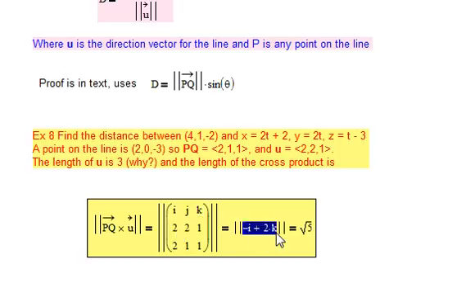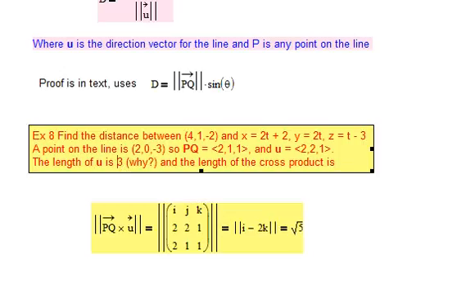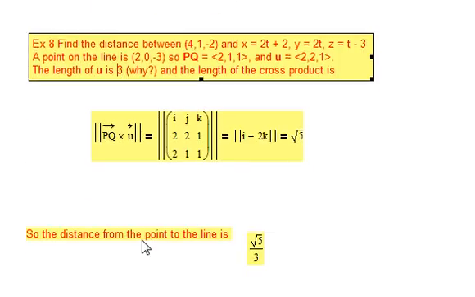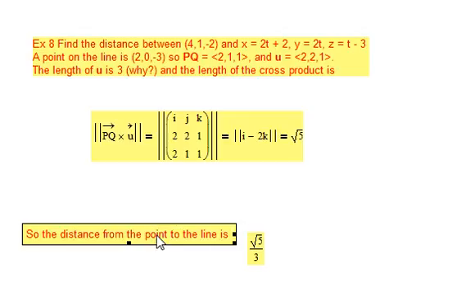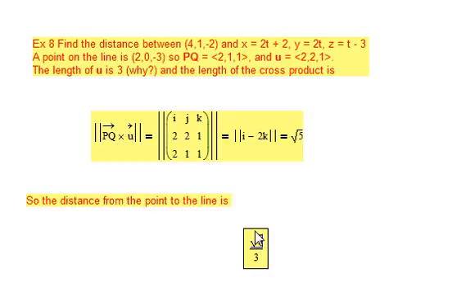So for some reason or other, the signs in my software have this backwards. This really should be i, and then minus 2k, but it doesn't matter because the length of it's still square root of 5. Alright, so we got square root of 5 divided by 3. So the distance from the point to the line is square root of 5 over 3.